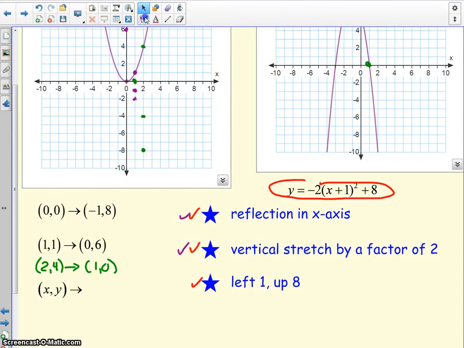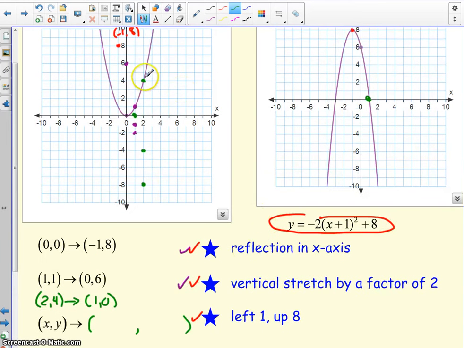Okay, so welcome back. Now, we're trying to figure out, again, a general rule to see what happens to any point that's on here. So what happens to both the x and y coordinates of a point as it goes through these transformations? Looking at our list of transformations, remember that we had a reflection on the x-axis, a vertical stretch by a factor of 2, and then left 1 and up 8. Which one of these actually affected the x-coordinate? Again, ignore the y for now. Which ones of these actually affected the x-coordinate?